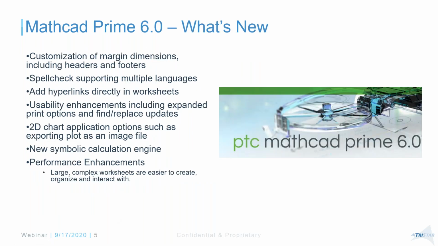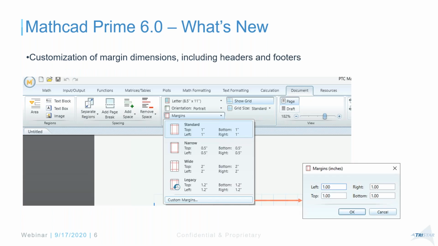But what's new in Mathcad Prime 6? Quickly, here's the list, our little snapshot here. I've got a slide pretty much for each one. You can customize the margins, including headers and footers. We now have Spellcheck. You can add hyperlinks directly into your worksheets. There's some usability enhancements that we'll discuss. Although there's this new chart option that was introduced in Prime 5.0, you can now export that image if needed. There's a new symbolic calculation engine, and there's some performance enhancements.